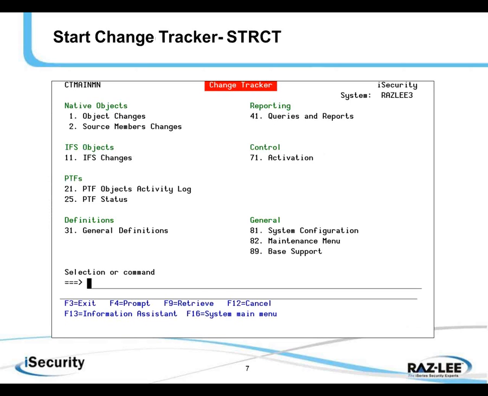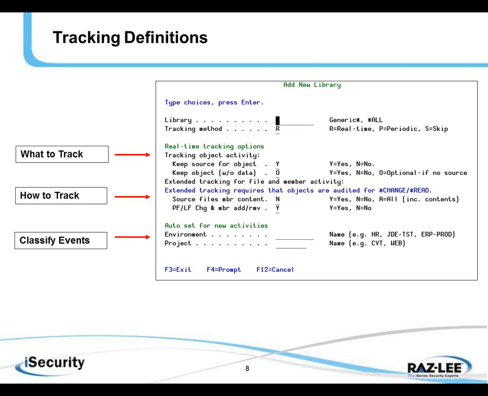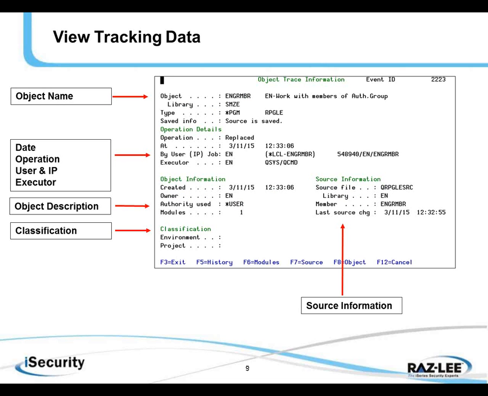Again, the main menu of Change Tracker: native objects, IFS objects, PTFs, general definitions, and reporting. Basically, that's all there is to it. In a separate webinar, I'll go through a live demo of Change Tracker, so look for that webinar as well on our YouTube channel. A sample screen of tracking definitions. Again, what to track, how to track it, and the classification of events. Clean and simple. View tracking data, as you can see here, the name of the object, the library, the type of the object, the operation details.